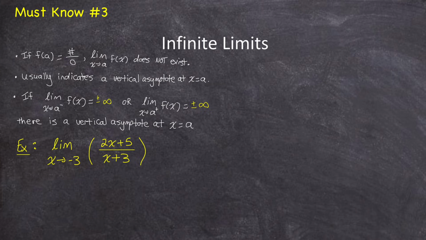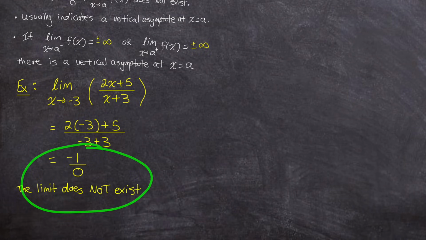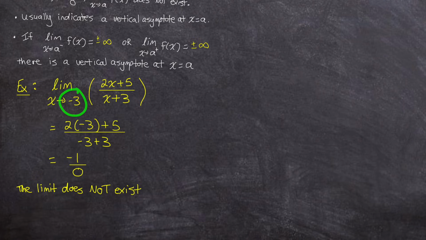So when I do direct substitution, I end up getting negative 6 plus 5, which is negative 1, being divided by 0. This expression is undefined, and because it's a non-zero number being divided by 0, I know that the limit does not exist. And when this happens, it's good to use a table of values to find the left and right limits so that you know the function's behavior as it approaches this x value of -3.